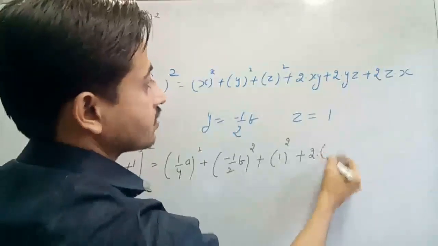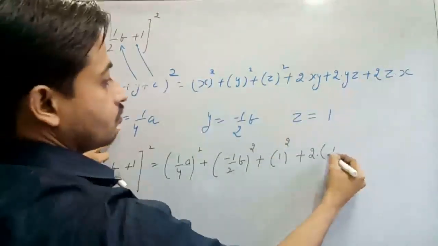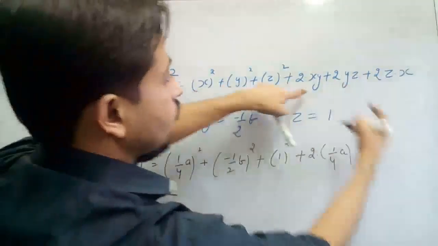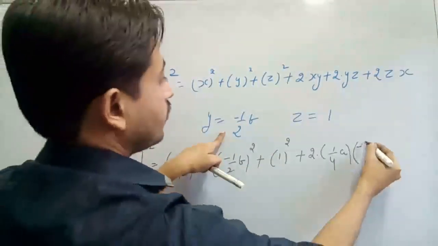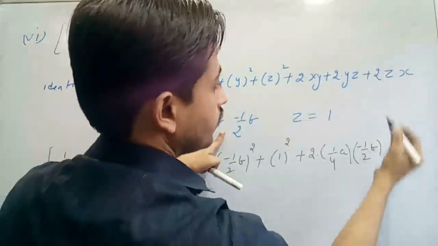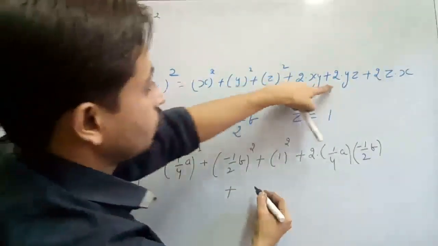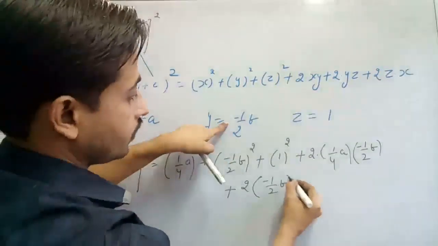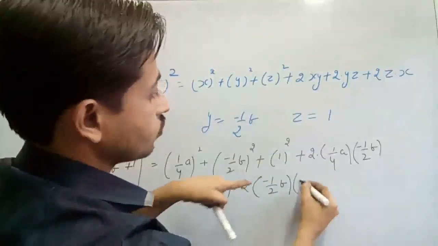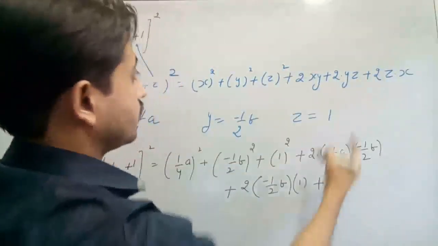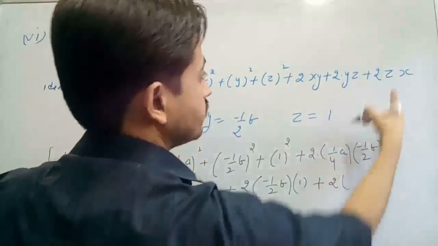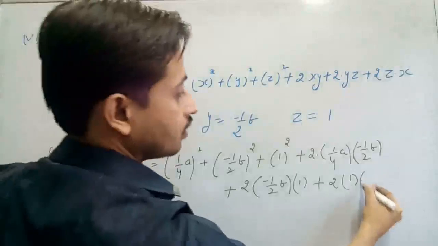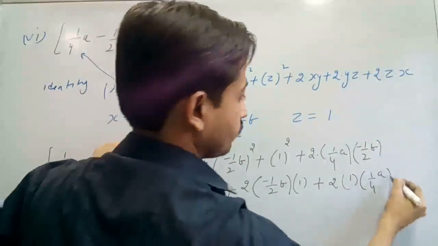Plus 2 into x. X is what? 1 by 4 into a, into y. Y is what? Minus 1 by 2 into b. Plus 2 into y. Y is what? Minus 1 by 2 into b, into z. Z is 1. Plus 2 into z. Z is what? 1. And x is what? 1 by 4a.